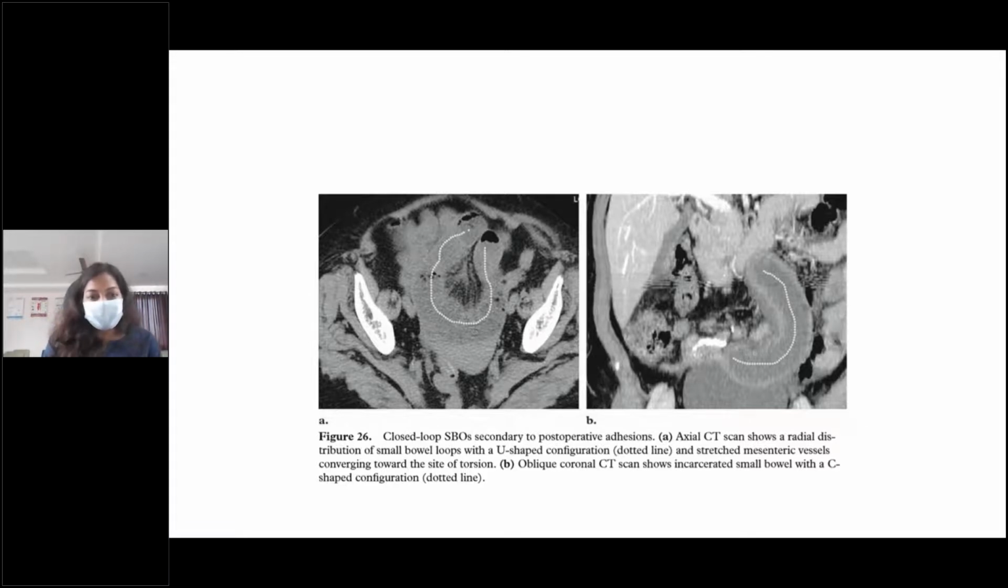Now coming to the closed loop small bowel obstruction secondary to the postoperative adhesions. The first image shows radial distribution of the small bowel loops with a U-shaped configuration, and stretched mesenteric vessels converging towards the site of the torsion. And in picture B, this is the coronal CT. It shows incarcerated small bowel with a C-shaped configuration. These two are the cases of closed loop small bowel obstruction.